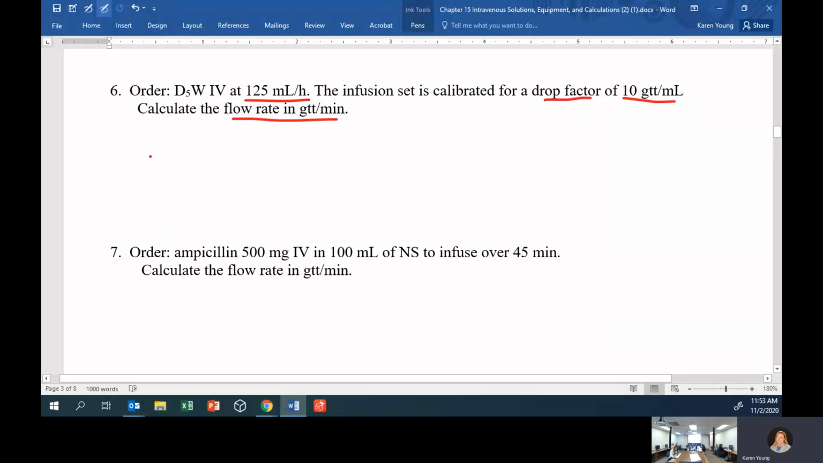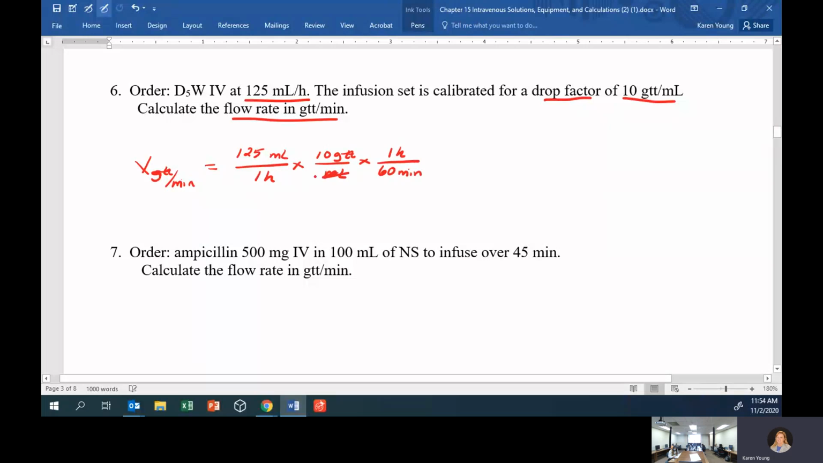So to calculate my flow rate in drops per minute, sometimes I warn you, my GTT, this one looks like a 5, and sometimes my Ts will look like an H. My handwriting is bad. So total volume, 125 milliliters over my time, which is 1 hour, times my drop factor, which is 10 drops per milliliter. Since I'm in hours, I've got to do the time conversion: 1 hour, 60 minutes.